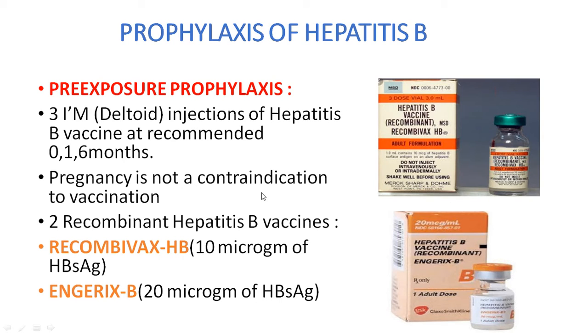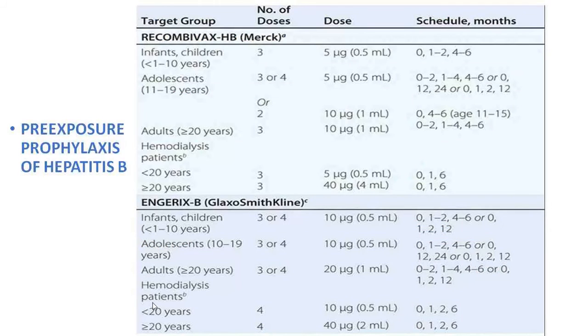Pregnancy is not a contraindication; you have to give vaccination in pregnancy. The vaccines are available in the form of Recombivax or Engerix. These are the doses you give for vaccination in infants, adolescents, adults, and hemodialysis patients. The schedule is almost the same for everybody: 0, 1, and 6 months. Remember this: 0, 1, 6. In children you give 0.5, and in adults you give double the dose.